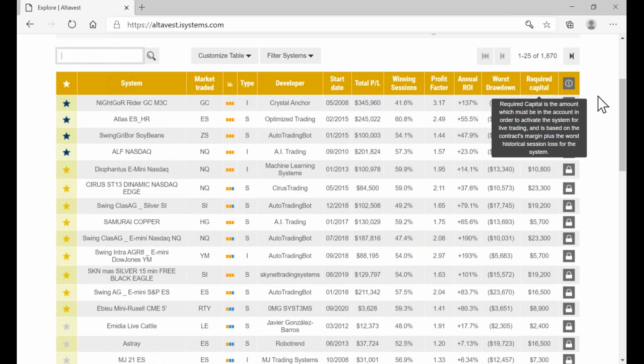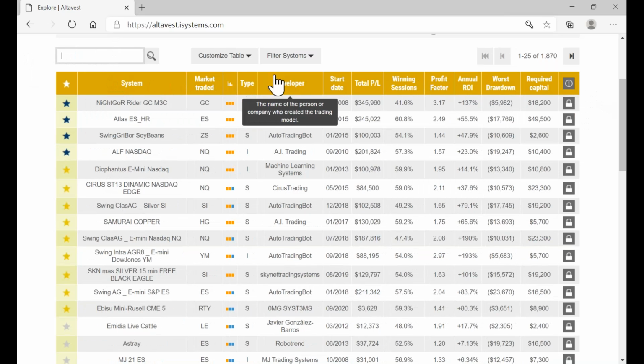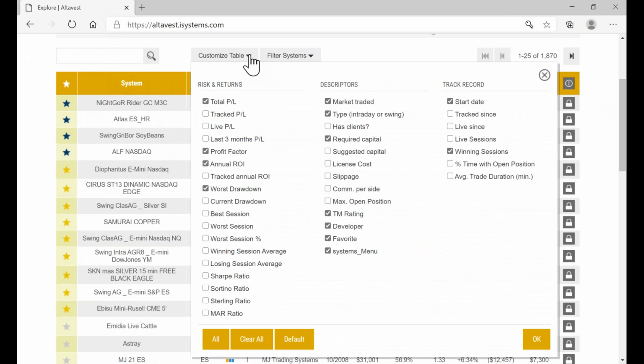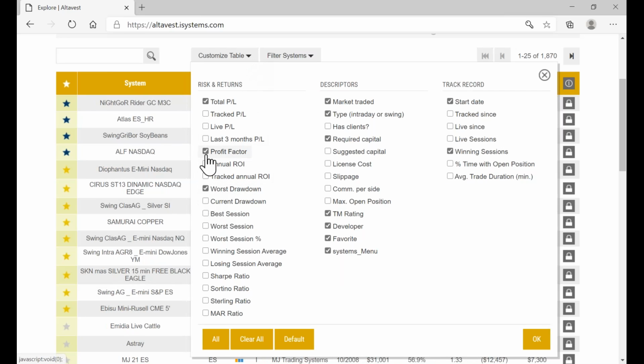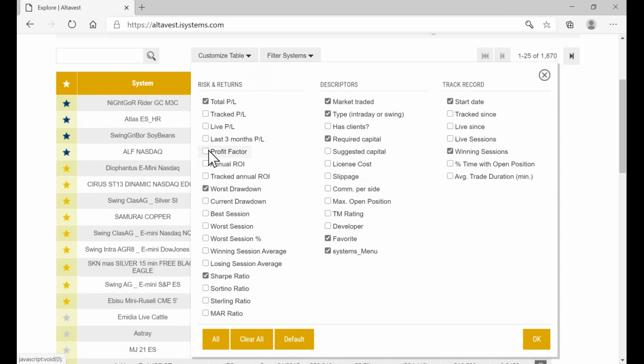But here's what you want to do. First thing you want to do is look at this table and see all these headlines or headings here. You can customize how that looks. You can delete any of these headings if, for example, you're not interested in some of these, and substitute something else, whatever it might be.